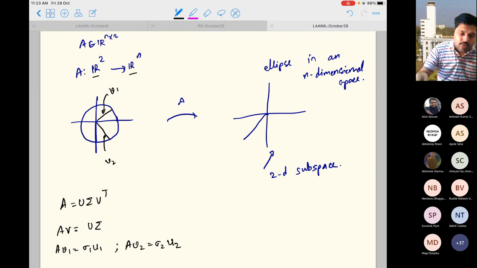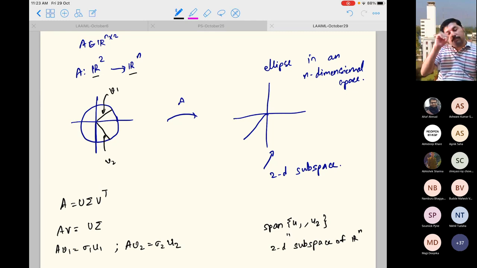Do you agree that V1 and V2 are vectors in R2, and U1 and U2 are vectors in Rn? Now if you look at the span of U1 and U2, the span of U1 and U2 is a two-dimensional subspace of Rn. Is that clear to you? So the U1, U2 span is actually a two-dimensional subspace of Rn.